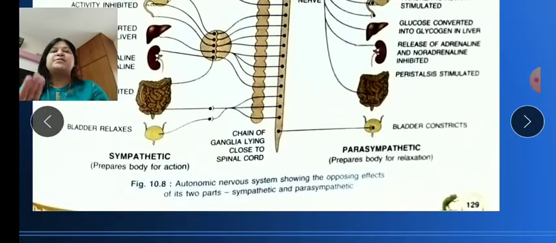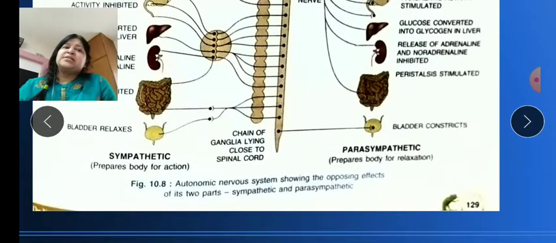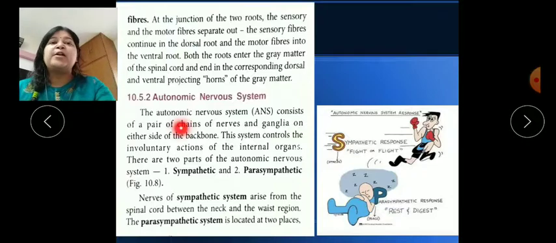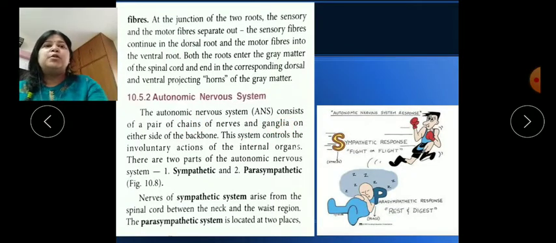These two, sympathetic and parasympathetic, are opposite to each other and antagonistic to each other, okay. Both these successive steps come under the ANS, sorry, the autonomic nervous system.